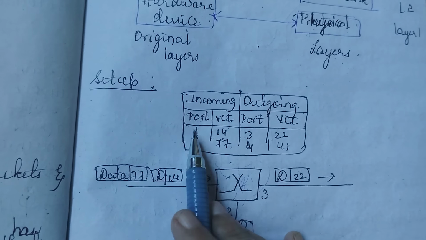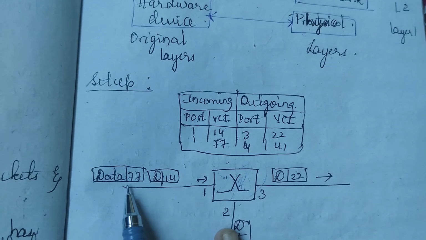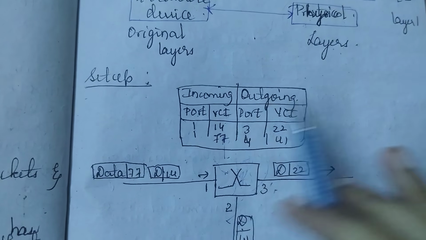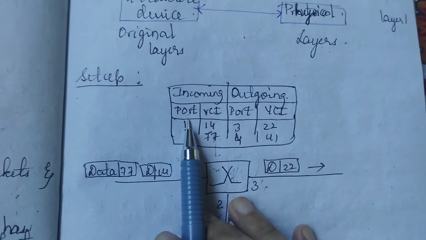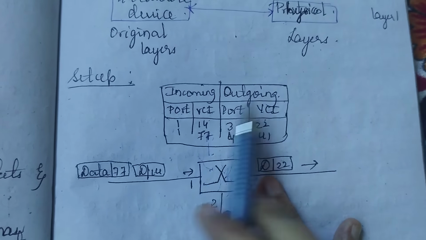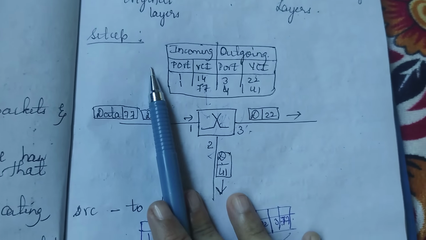So the port number is 1 and 1, 1. Whatever data we have, it can be 14, I have written here, and 77. Similarly, you can take other numbers also. Numbers don't matter. Just write incoming and outgoing with port number and value. That is only in the setup phase.